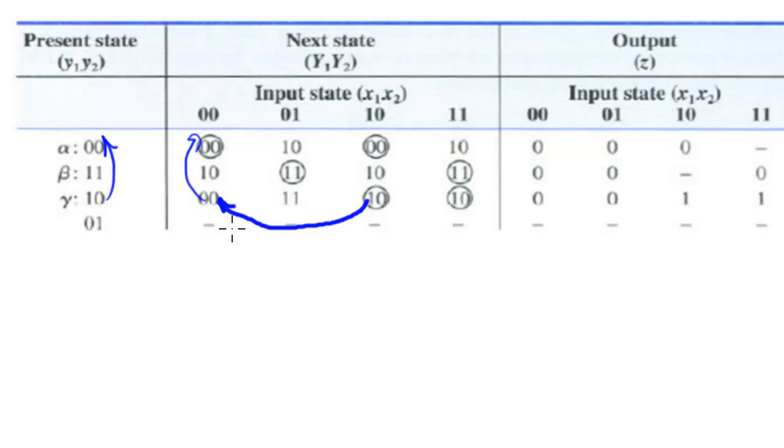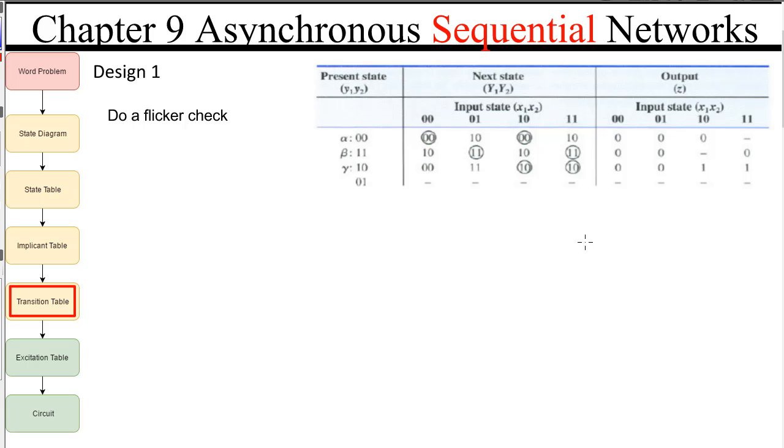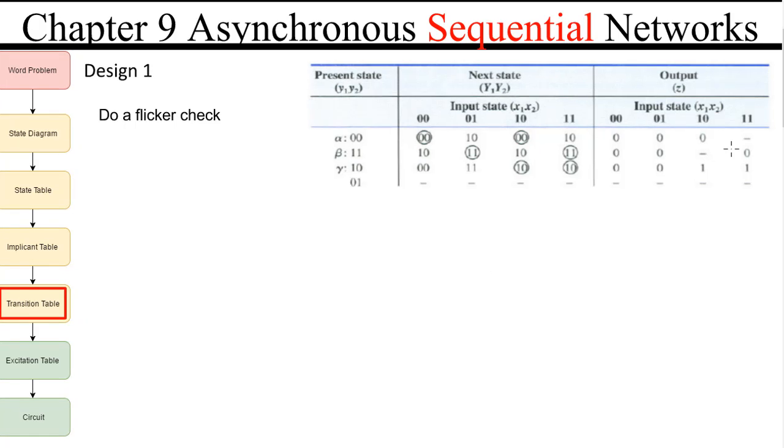Here to here is never going to happen, so the only one interesting is from here to here, and that's going to erase us to here, and that's a 1-bit change. So that's good. So there's no racing problems. Next is a flicker check. The only flicker is going to occur through these don't cares.